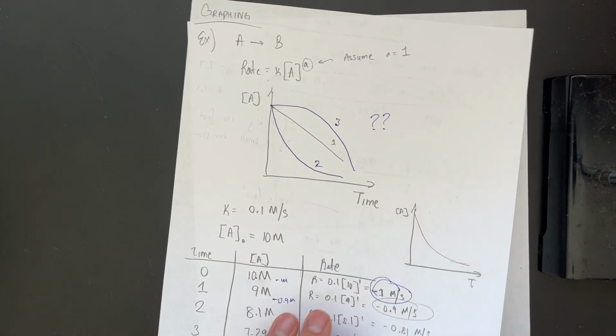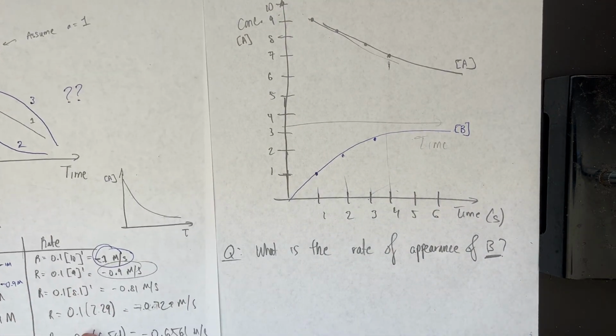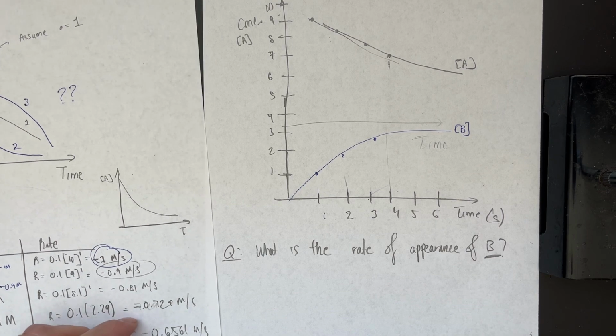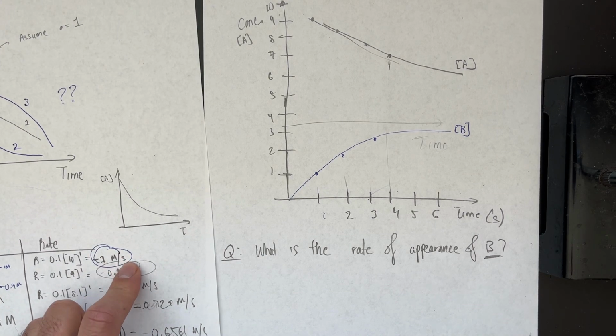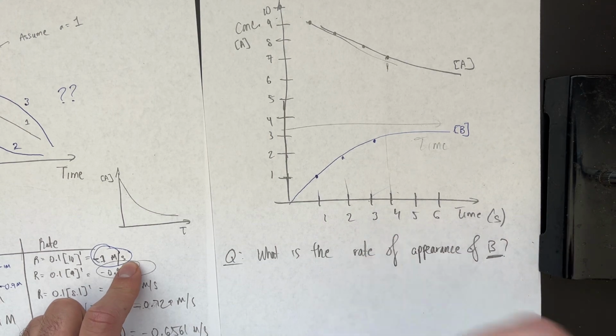And overall, this is how you graph. Hopefully this helps you guys out with the basics of graphing, the basics of rate laws. Let me know if you have any questions.